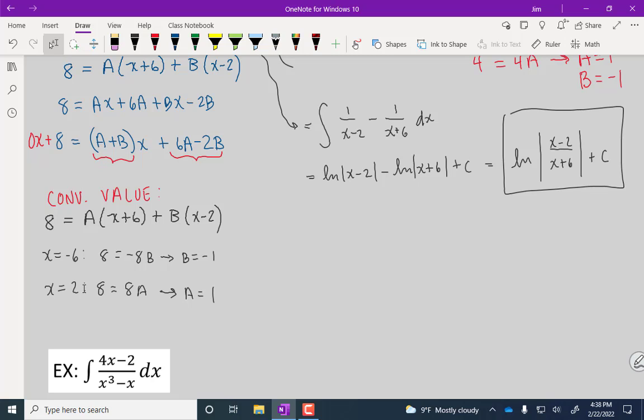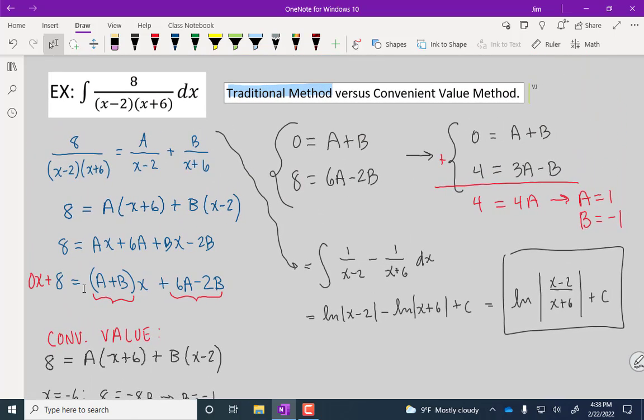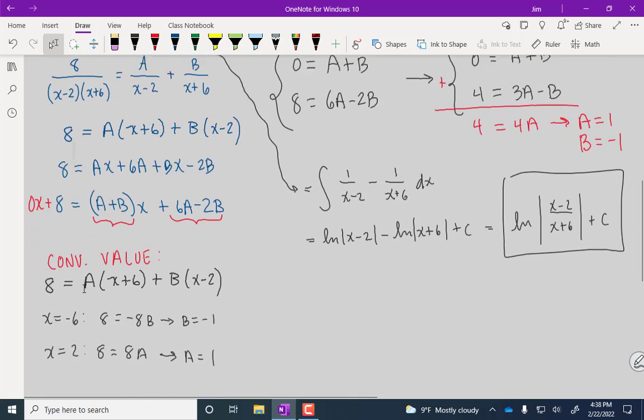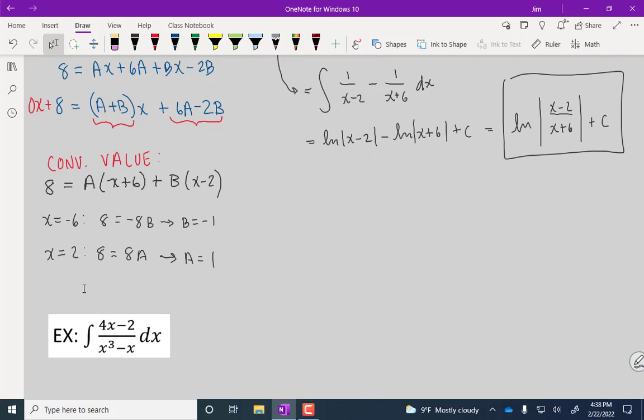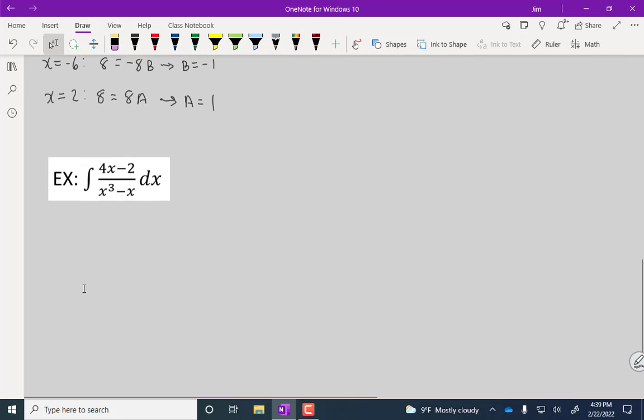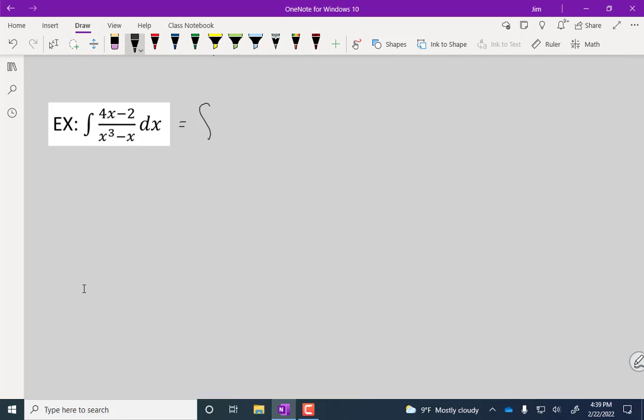The convenient value method works really slickly as long as you have linear factors. If we ended up with irreducible quadratic factors here, the convenient value method does not work as well. But for linear factors in the denominator, the convenient value method, hands down, is the fastest way to go. So let's try this one with the convenient value method. Let's factor the denominator. This is going to factor into x, and then x squared minus 1. So we're going to end up with x, x minus 1, and x plus 1.